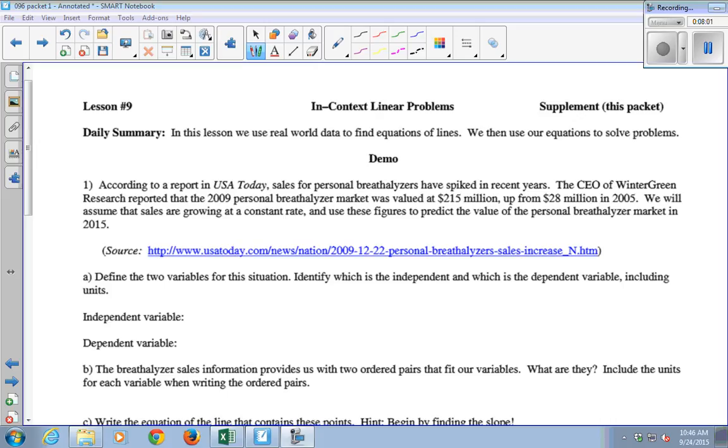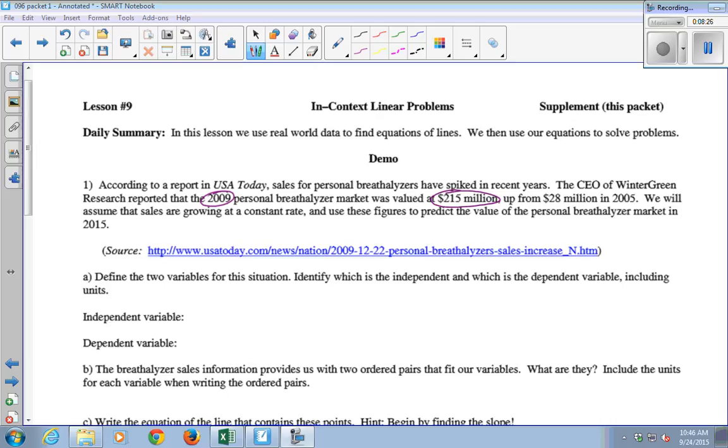All right, so according to a report in USA Today, sales for personal breathalyzers have spiked in recent years. And the CEO of Wintergreen Research reported that the 2009 personal breathalyzer market was $215 million. So I'm going to circle this. 2009, we have a value, right? A year and a market value.